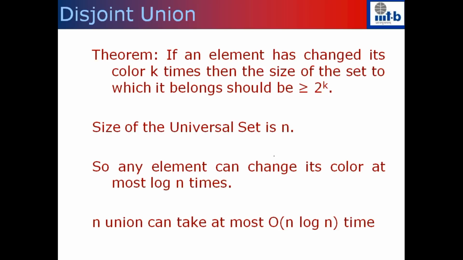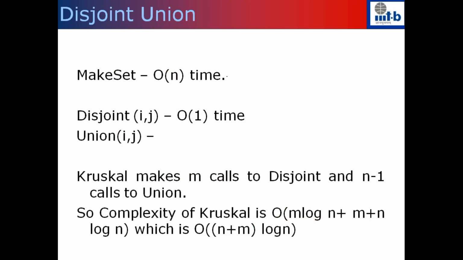But the size of the universal set is only n. So each number can only undergo color changes log n number of times. So if I do n unions, it will take at most order n log n. So in summary, the make set, which is initializing our MST, will take order n.